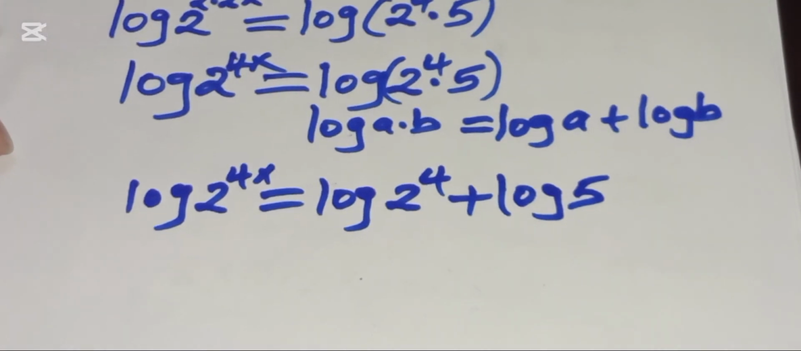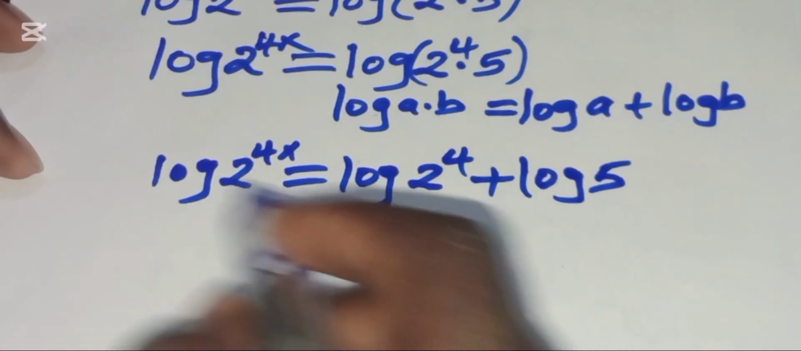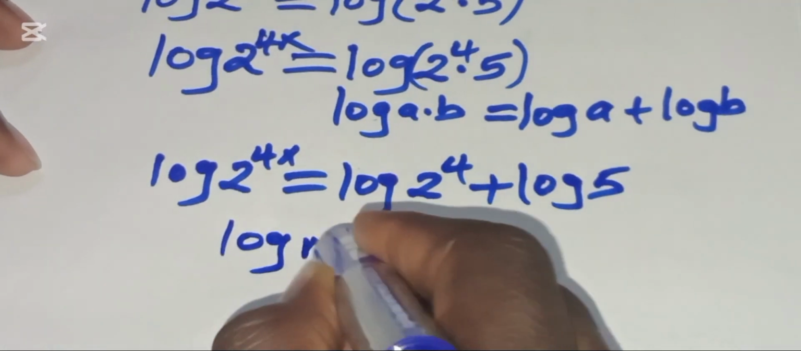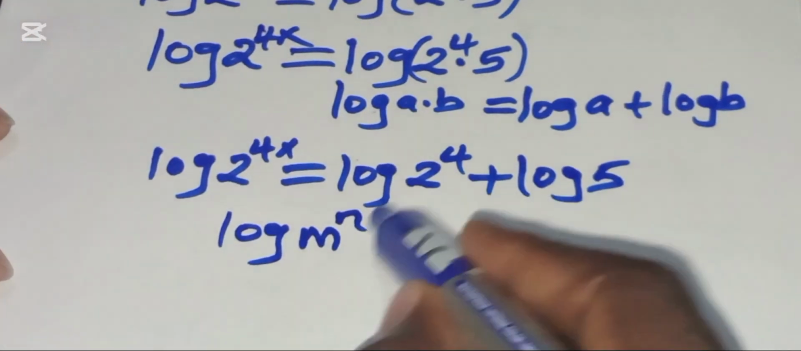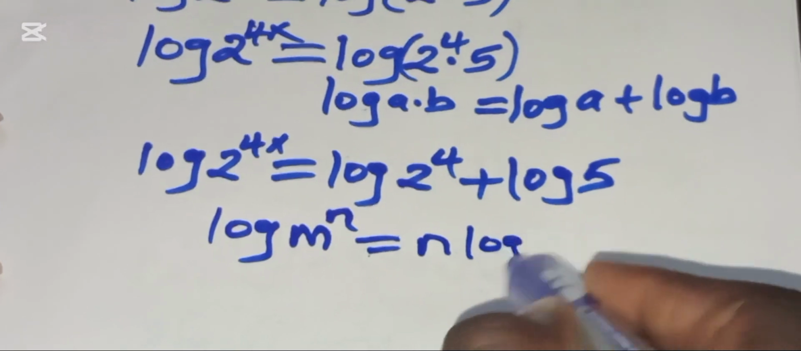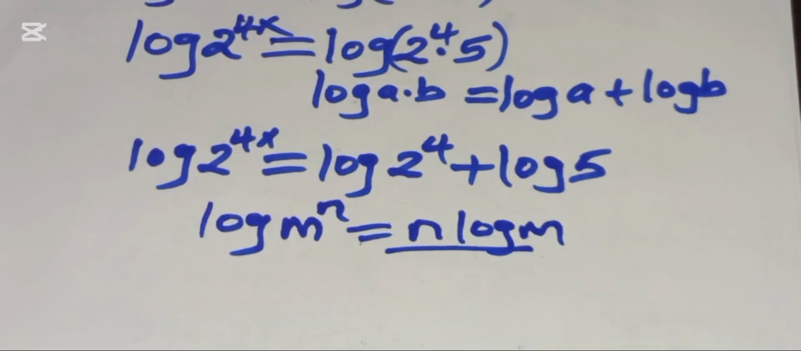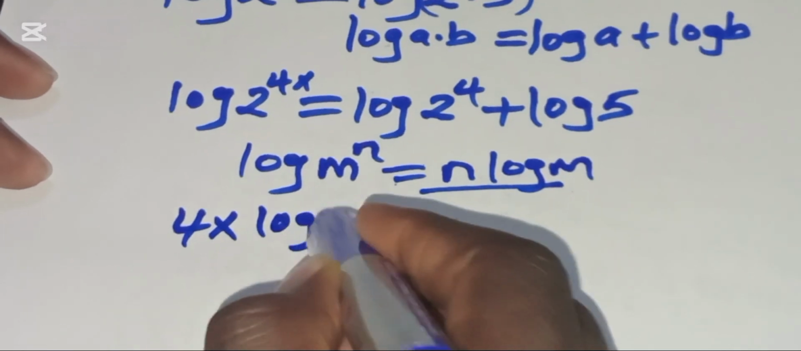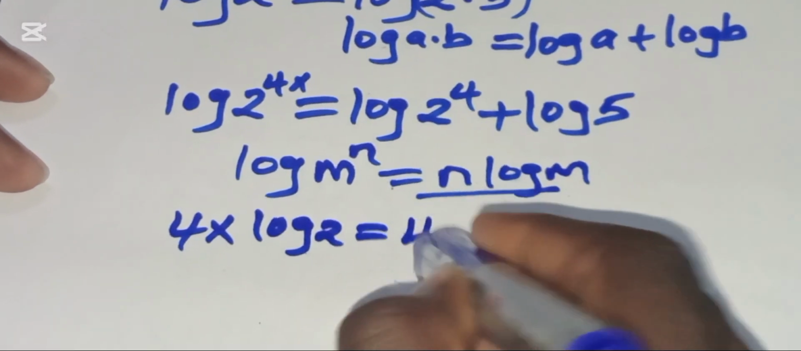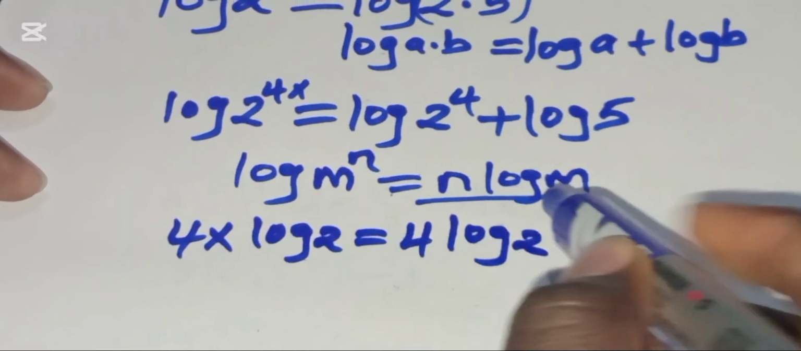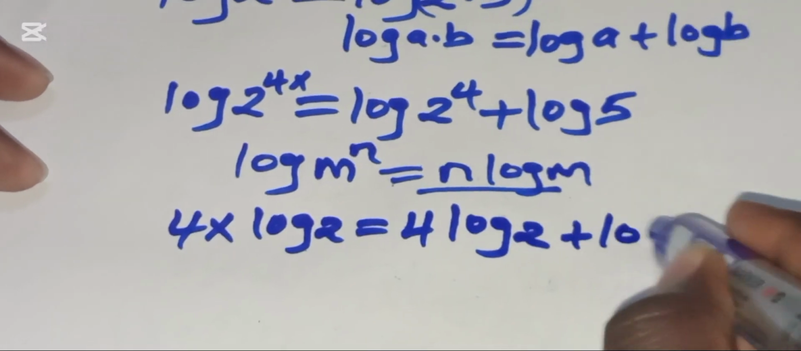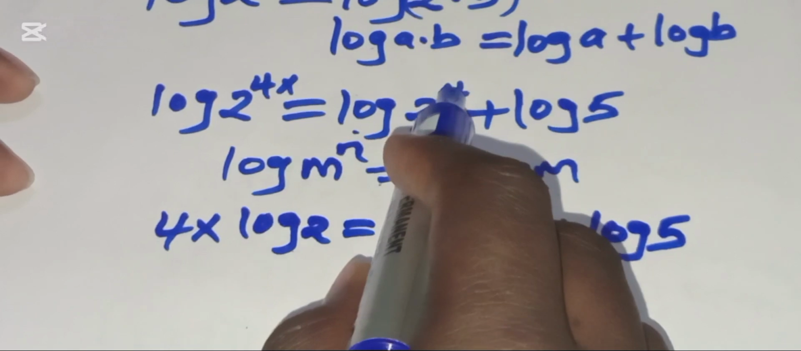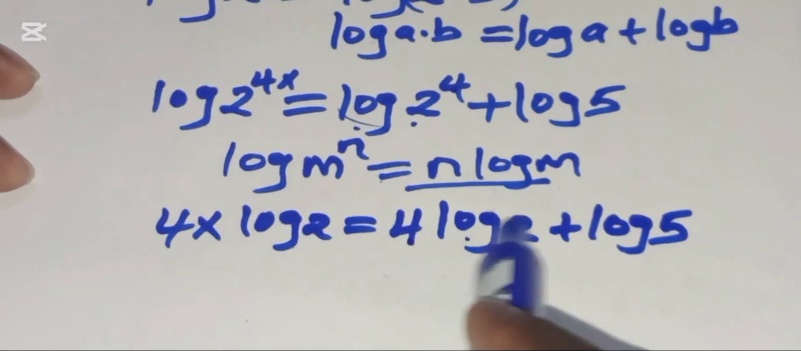Now from what we have here again, log 2 raised to power 4x is in the form of log m raised to power n, which we can express as n log m. So let's apply this property so that we're going to have 4x log 2 equal to 4 log 2 plus log 5. So we are saying this is log 2 raised to power 4, so this becomes 4 log 2 by applying this property.